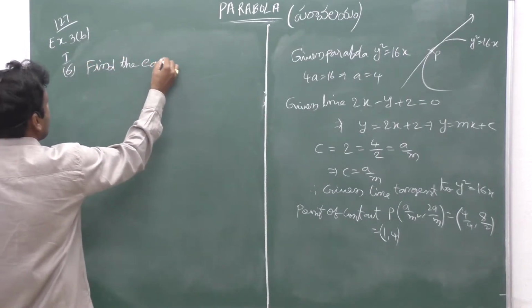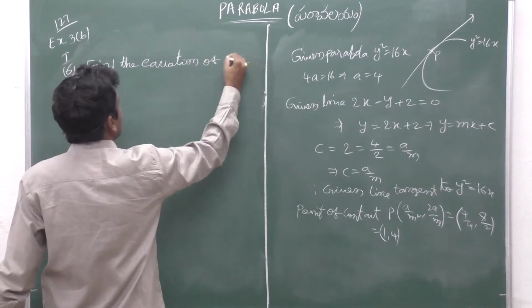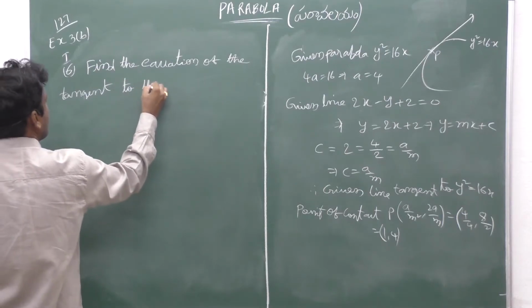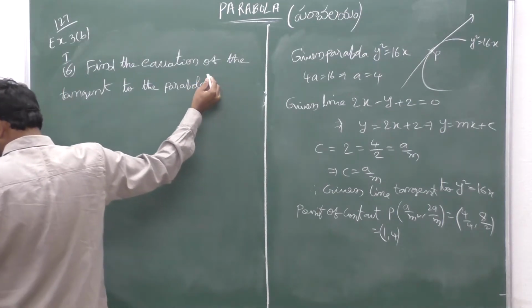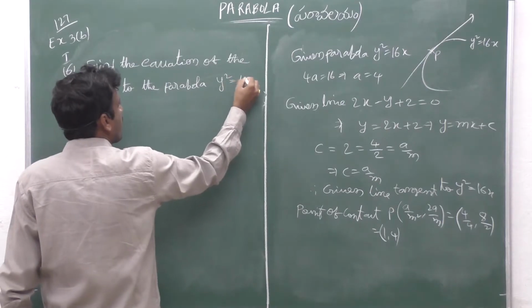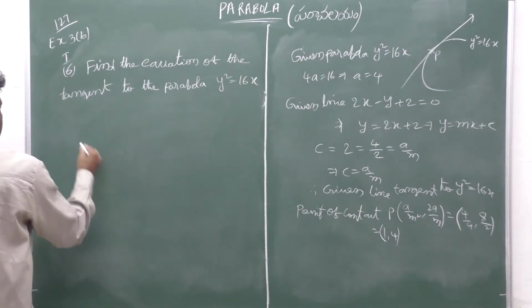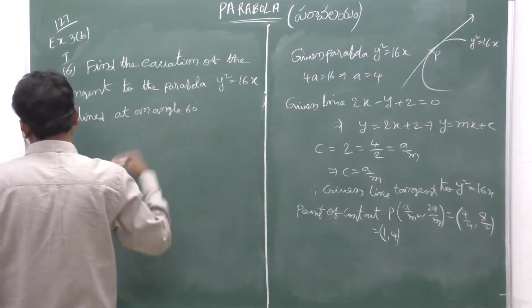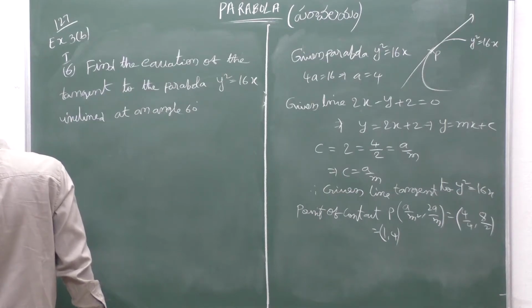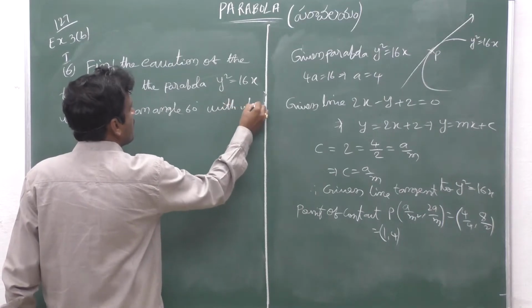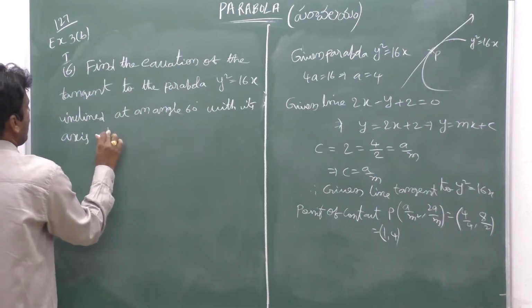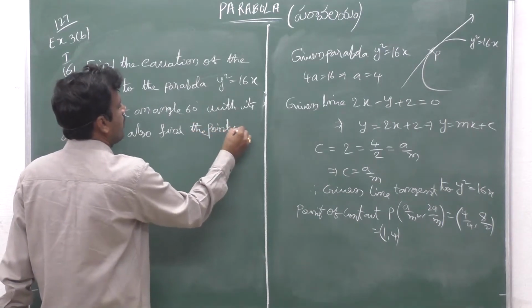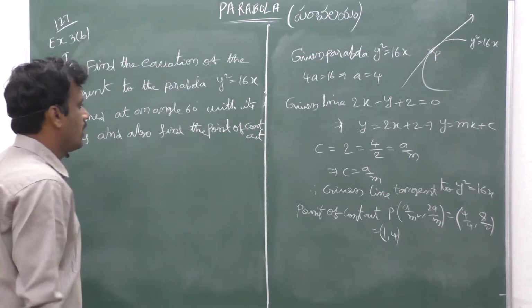Find the equation of the tangent to the parabola y² = 16x, inclined at an angle of 60 degrees with its axis, and also find the point of contact.